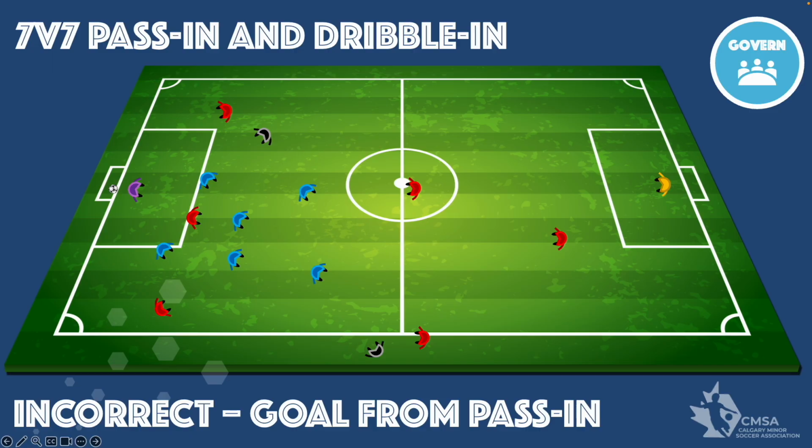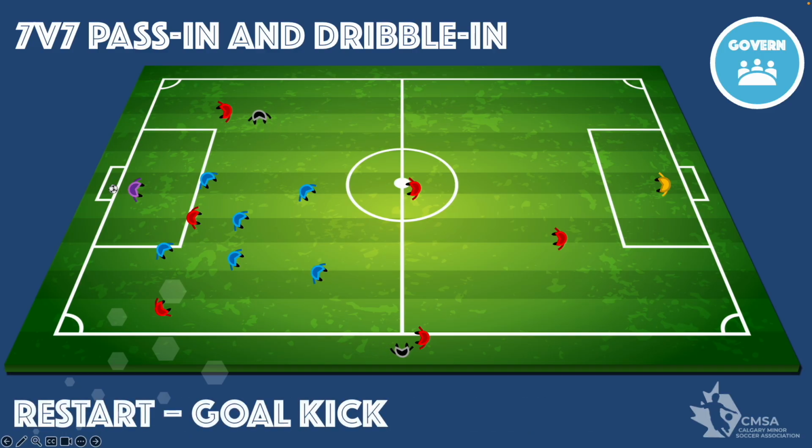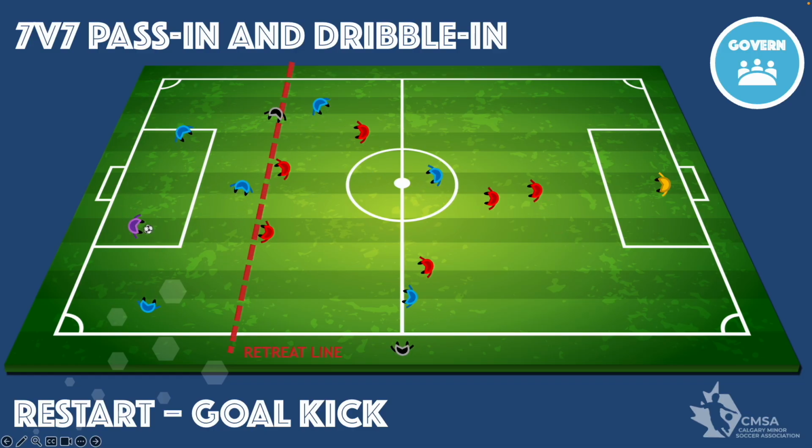If a goal is scored from that pass-in, you'll hear the referee give instruction and make an instructional whistle as well. The restart for this is a goal kick, where the team will then look to set up in whatever formation and structure they choose, and the opponent will have to drop behind the retreat line.